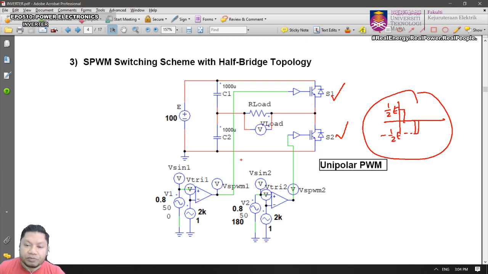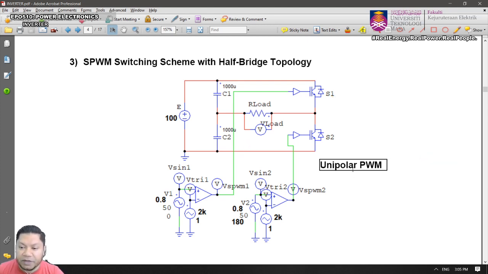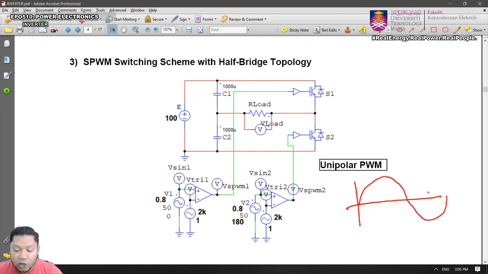Okay, so for the half bridge and unipolar PWM, sorry, unipolar, I've made a mistake. For unipolar PWM, you're going to compare the sinusoidal signal, ignore that, I made a mistake just now. For unipolar PWM, you're going to compare sinusoidal PWM with a triangular carrier signal, but one that only consists of positive values. Just now I put the positive and negative, isn't it? That's wrong. That is bipolar.